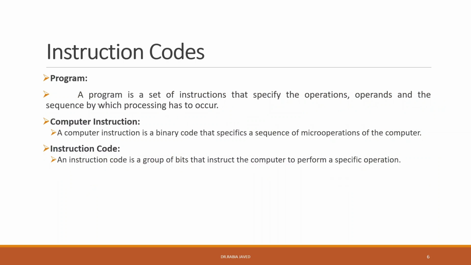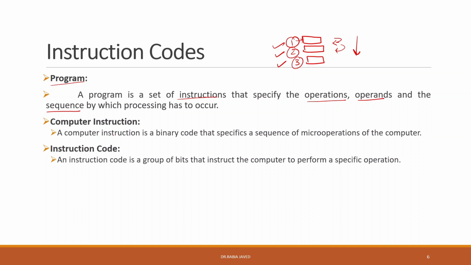Let's look at instruction codes. What are instruction codes? Let's look over a program. A program is nothing but a set of instructions that specify the operations, operands, and the sequence by which the processing has to occur. In our programming, the computer looks at the operation that has been performed, in sequence. It won't go like, I'll do this one now and then I'll go do that one. It will do it in a specified order.